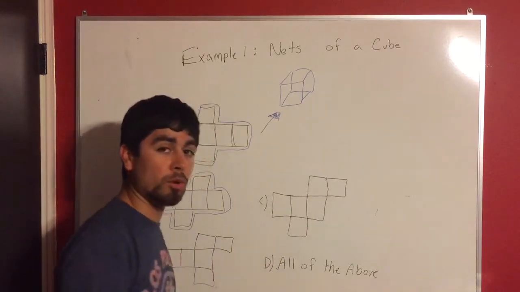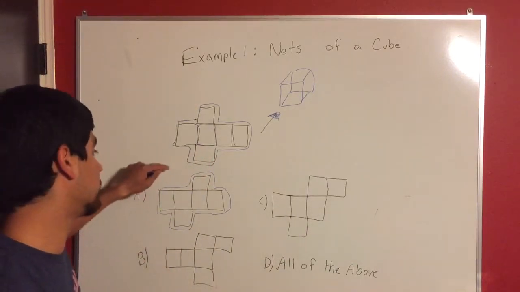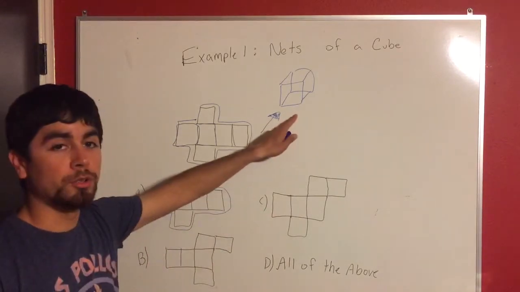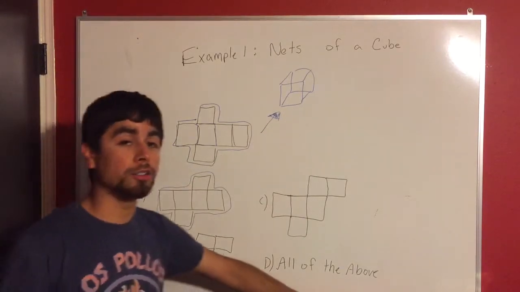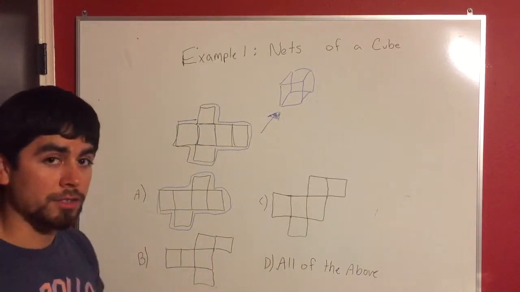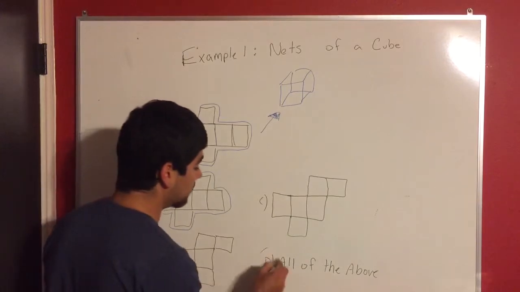On B, you have an extra square over here that kind of throws it off. C is even more different than those. So which one of these nets will turn into a cube at the end of the day? Or will they all turn into a cube? The answer here is D.